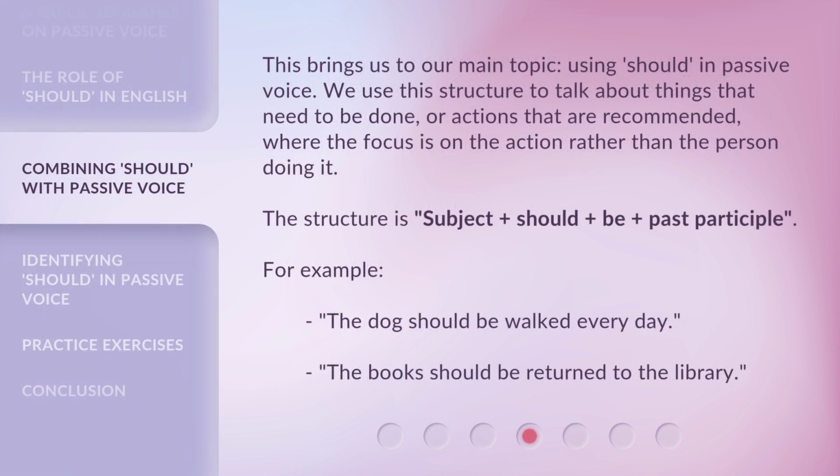This brings us to our main topic, using should in passive voice. We use this structure to talk about things that need to be done, or actions that are recommended, where the focus is on the action rather than the person doing it. The structure is subject plus should plus be plus past participle. For example, the dog should be walked every day. The books should be returned to the library.